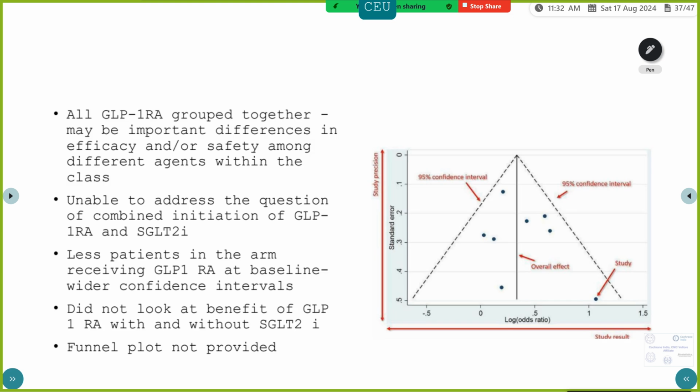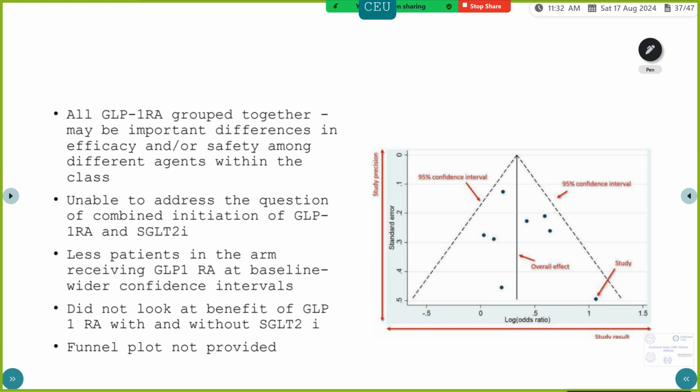They have also grouped all GLP-1 RA together, so they have not accounted for class differences. They have also not mentioned which GLP-1 RA they were using. And here we have looked at patients who are already on GLP-1 RA, not patients who are initiated on GLP-1 RA. So again, we cannot assume that initiation of both SGLT2 and GLP-1 RA can give effects similar to what we see in this meta-analysis.